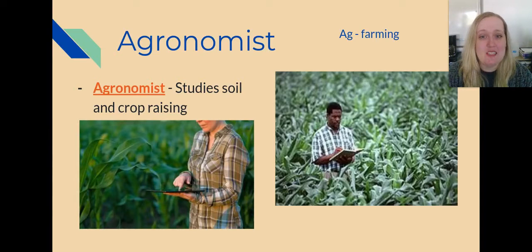Next one is an agronomist. Agronomist is a scientist that studies soil and crop raising. So they're going to help farmers. They're going to see how the crops are doing, count the crop output and stuff like that. The way I want you to remember this is if you take an ag class, it usually has a basis in farming. So ag is farming. So this is how I want you guys to remember soil and crop raising.